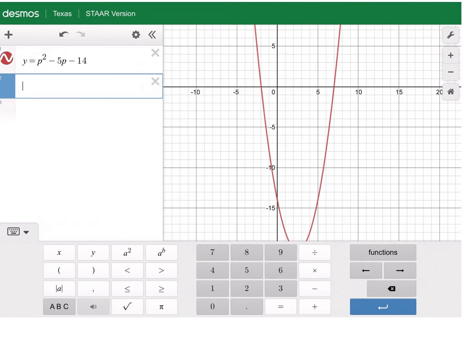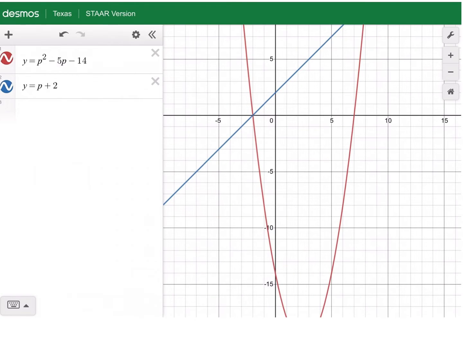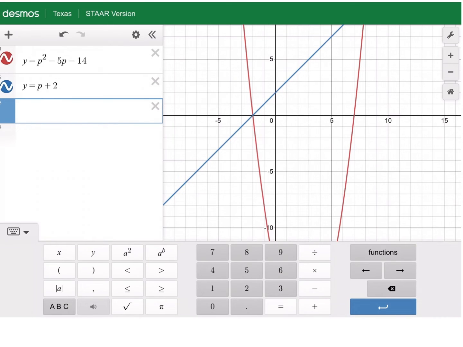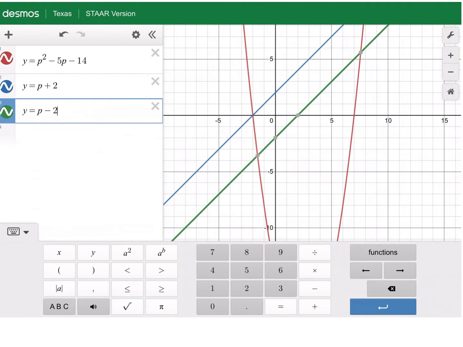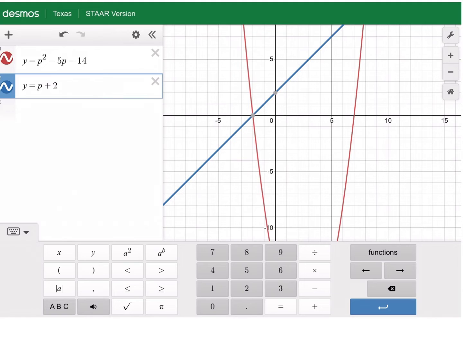So answer choice A is p plus 2, so I'm going to type in y equals p plus 2, and we'll see this line because these are our linear factors. So notice that this blue line actually does go through our x-intercept at -2. An example of an equation that would be wrong is answer choice B, y equals p minus 2. See how this green line does not go through an x-intercept, so the green line would not be our answer. So the answer here would be A.